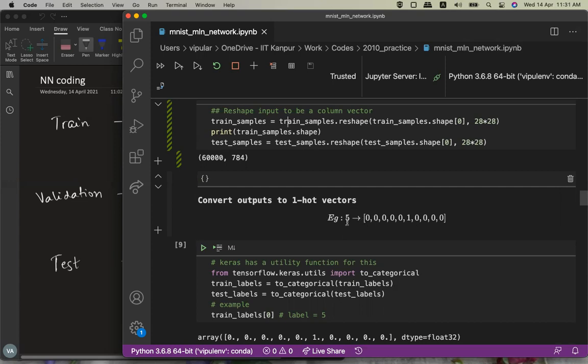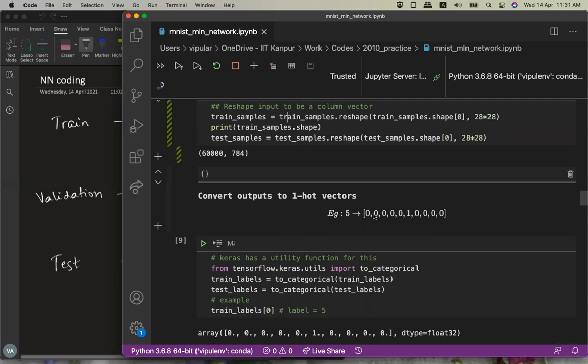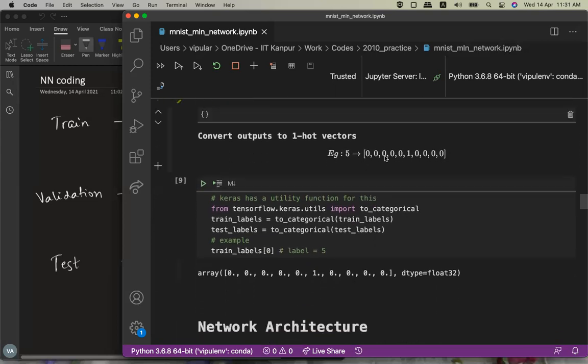And how do I do it? Like if you have read about encoding and decoding, encoding means you encode some input into some other form. So you encode your digits into one of these one-hot vectors. You see 0, 1, 2, 3, 4, 5, so the fifth entry is 1. If this had been 0, then the zeroth entry would have been 1. If this were 1, then the first entry would have been 1, like that. So this is my one-hot vector.